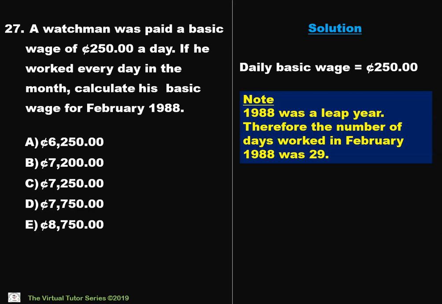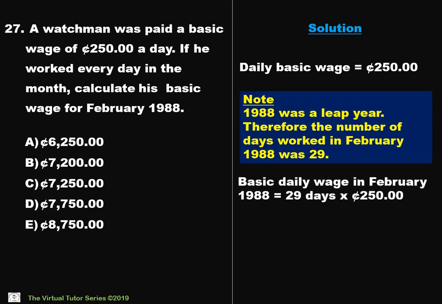We calculate the basic wage in February 1988 by multiplying the number of days worked by the basic daily wage. Hence, the basic wage in February 1988 is 29 days times 250. 29 days multiplied by 250 is 7,250 cedis. Therefore, the correct answer is option C.